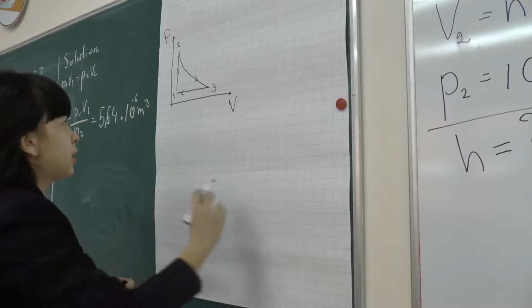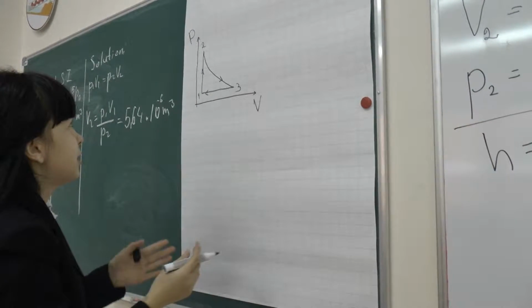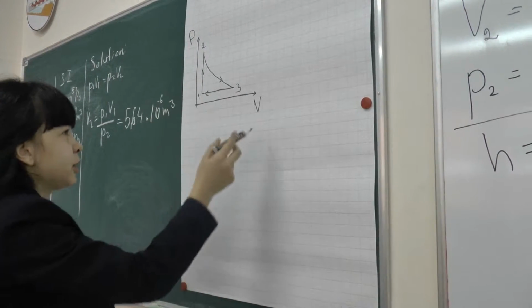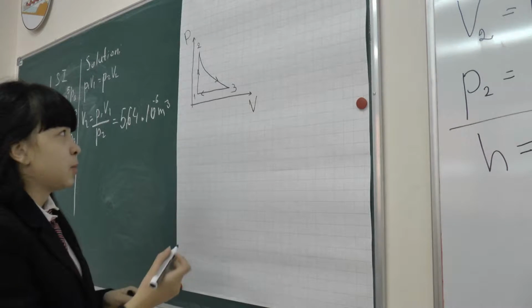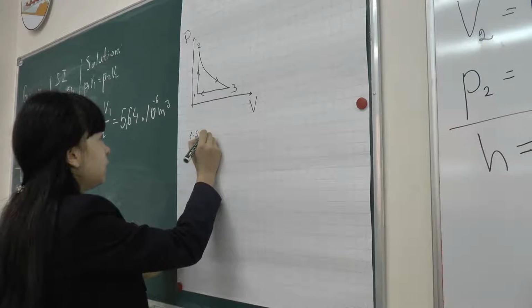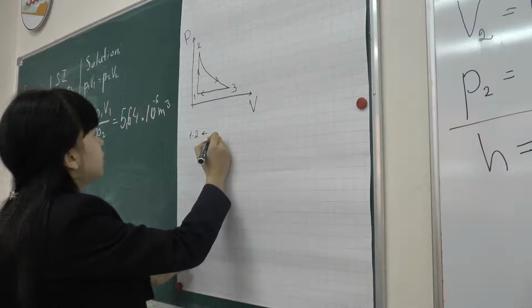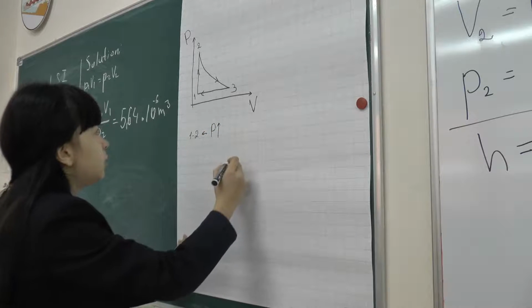So we are given the graph which shows the relationships between pressure and volume, and we are going to analyze it at the different points. First of all, from points 1 to 2, the pressure is increased and the volume is constant.